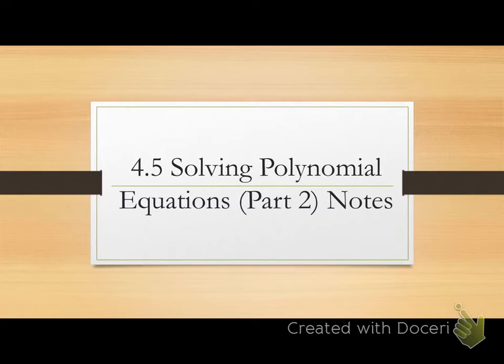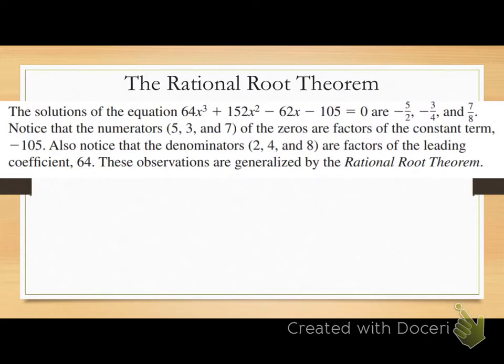We're talking all about this thing called the rational root theorem. So I want to write this down. Just listen to this real quick. The solutions of the equation 64x to the third plus 152x squared minus 62x minus 105 equals 0 are negative 5 halves, negative 3/4, and 7/8.